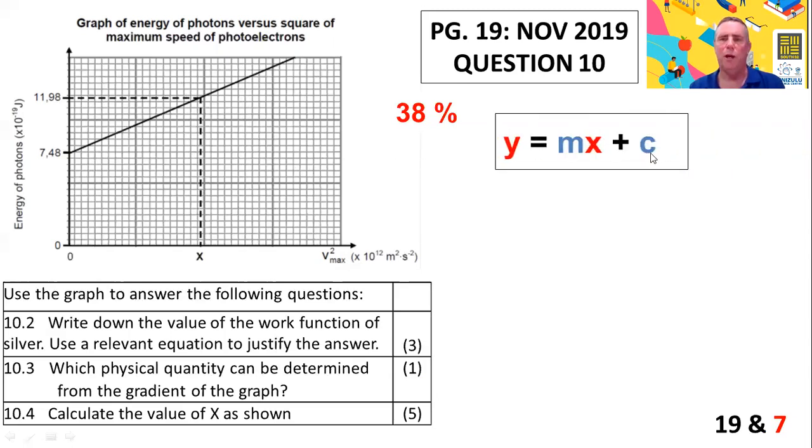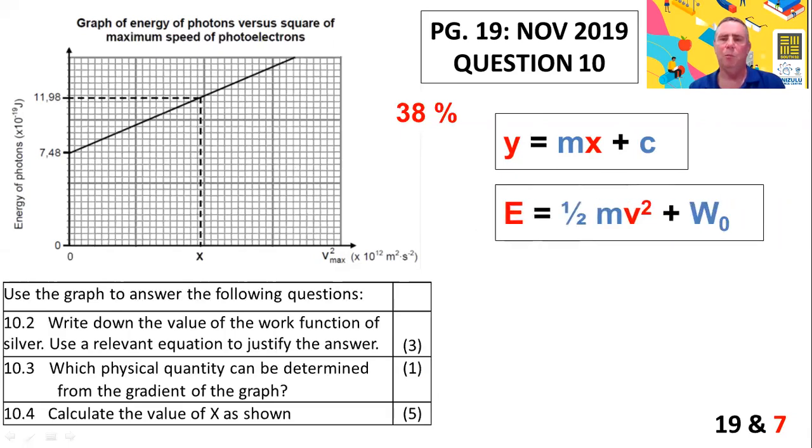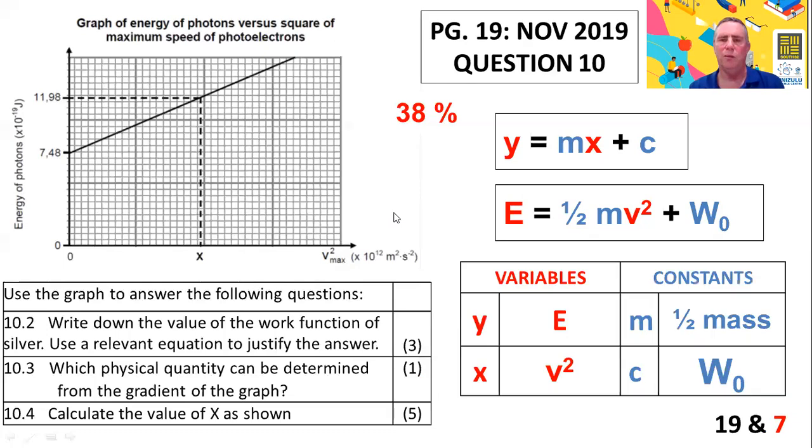Our standard form, y equals mx plus c. Put it into that form, and we have energy of photons equals half mv squared. v squared is the x, plus W naught, the work function. Now, this equation is not new to you. You can find it in your data sheets, and in a couple of weeks' time, we'll look at this question in a lot more detail.